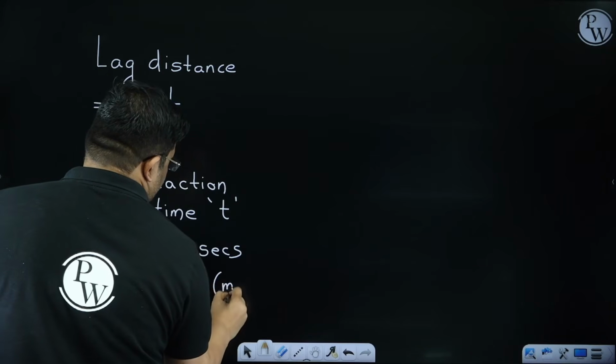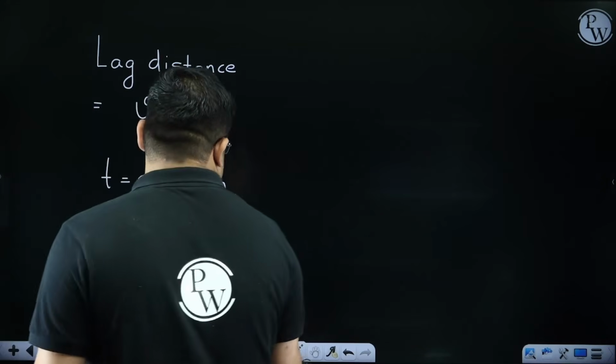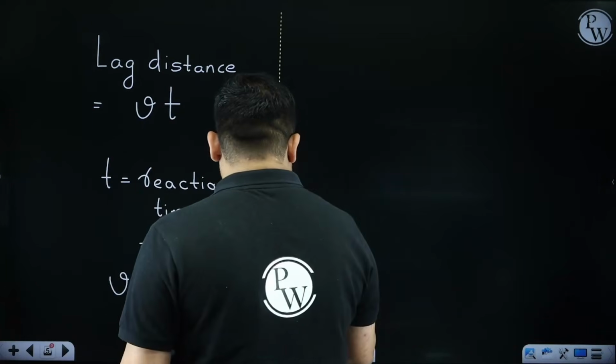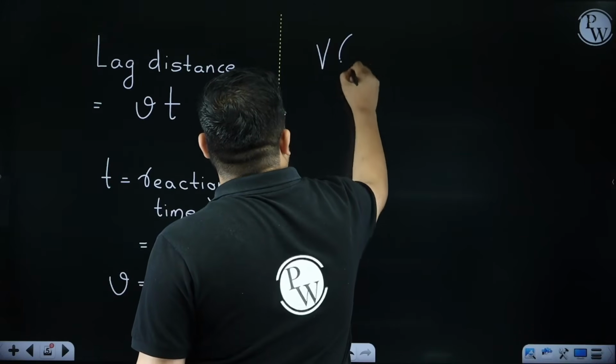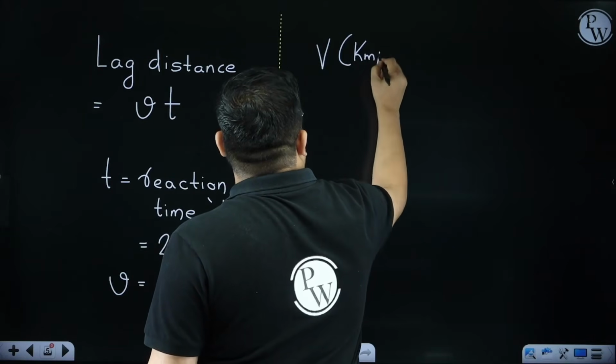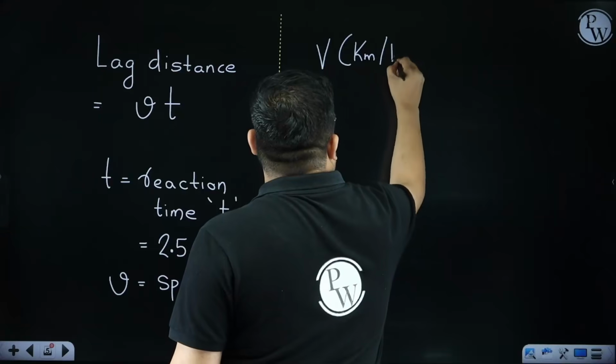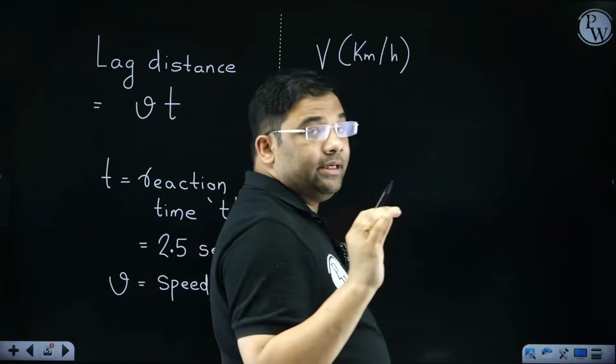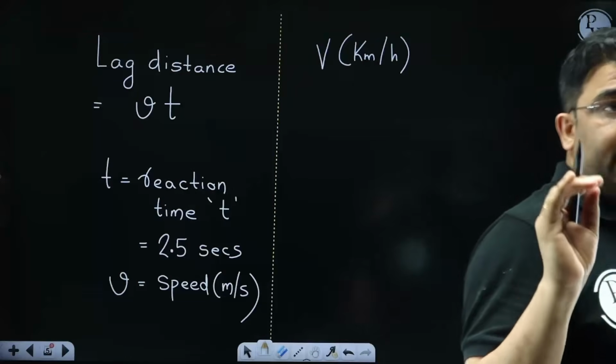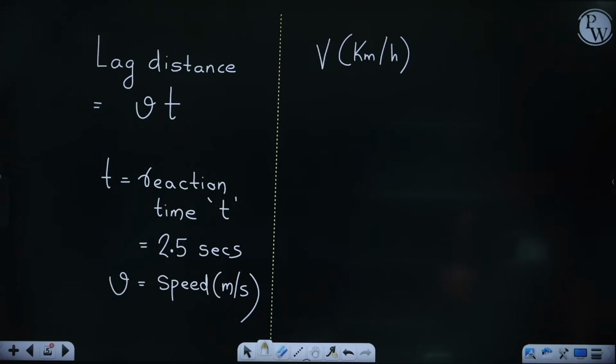So this is the reaction time, 2.5 seconds, or t, and this is the speed in meter per second, small v. Now suppose I am mentioning the speed in capital V, that is in kilometer per hour. Now if I want to convert kilometer per hour into meter per second, how am I going to convert?